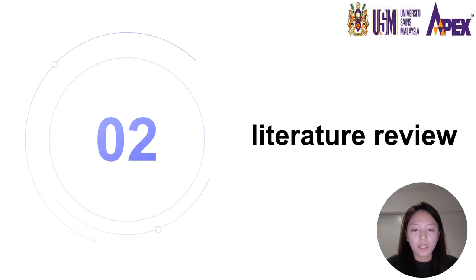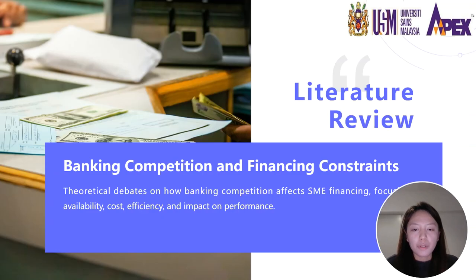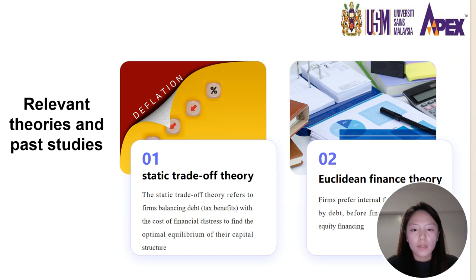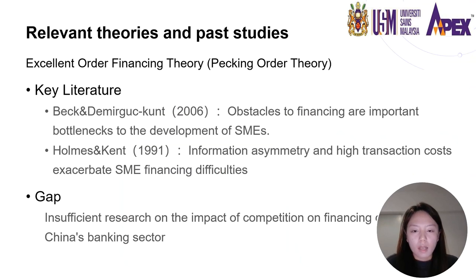Part 2 is the literature review. The literature review analyzes the banking sector mainly in terms of competition and financing constraints. Our study has 2 main series: the first is the static trade-off theory, and the second is the preferential financing theory.